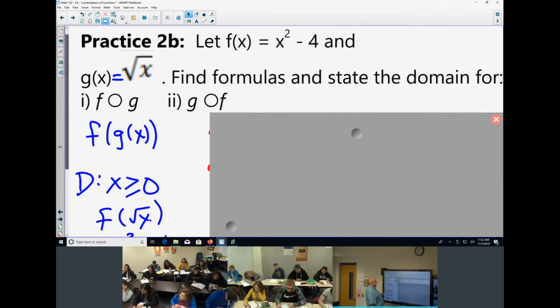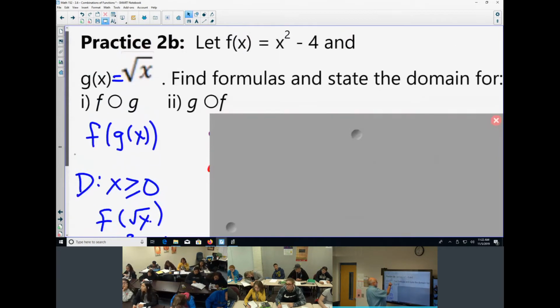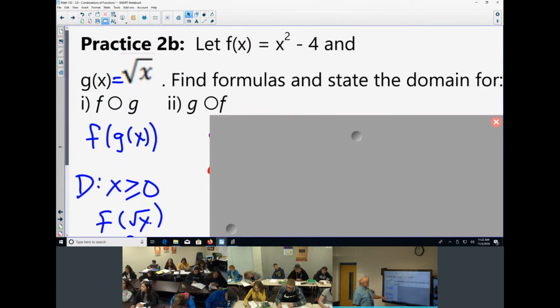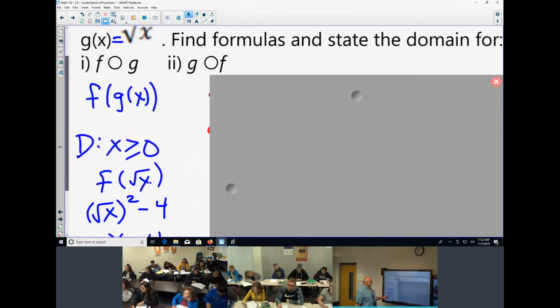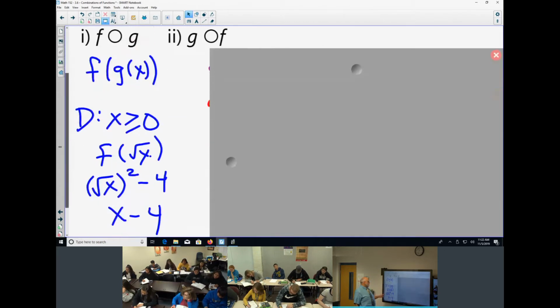So the f of g of x, where g of x is the square root of x. Now what we're going to do is take the square root of x, what the g function was, and plug that into the f. The f function is the input squared minus 4. So it's the square root of x squared minus 4. Well, the square root of x squared is just x, so x minus 4. So that's the answer, the f of the g of x.